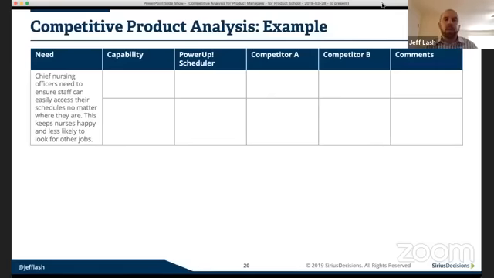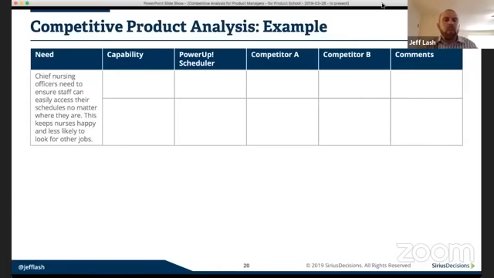And in a hospital, you have nurses, and nurses have lots of different shifts. You need to make sure you always have nurses there. Sometimes nurses want to switch shifts, so we need to make sure that we can support that. So I'm just going to use that as an example. So we have Power Up Scheduler, and we have competitor A and competitor B.